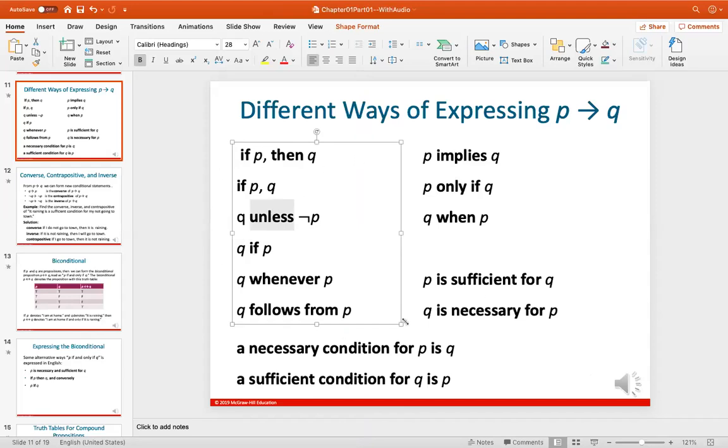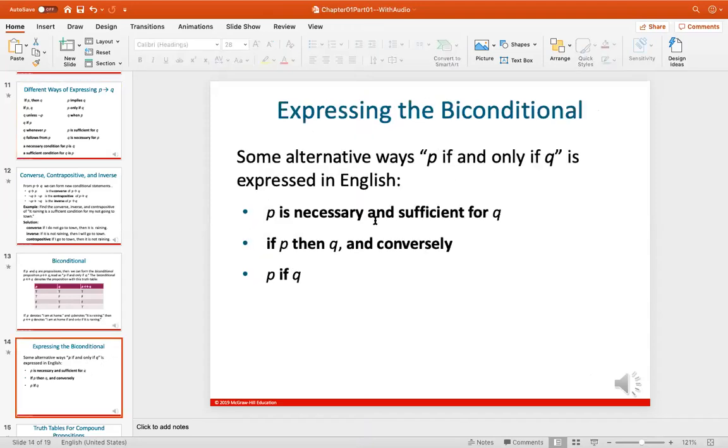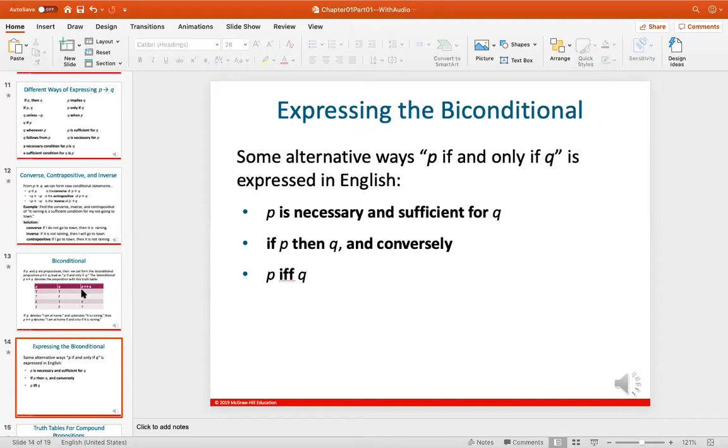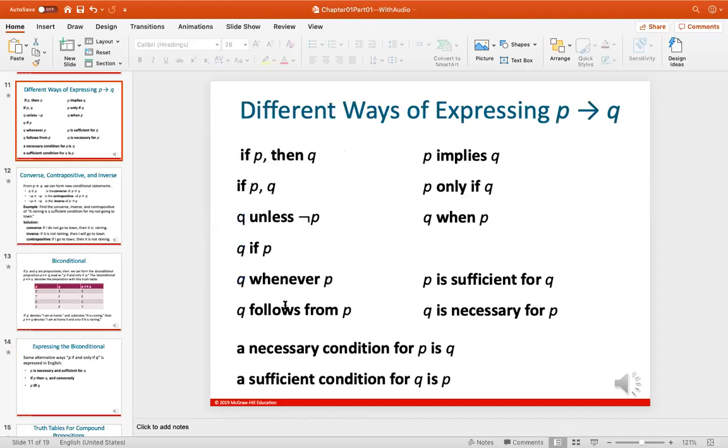So here these are the different ways of expressing implication. If we look at biconditional, it is when we say is necessary and sufficient for, if and only if, and conversely. So here it's missing an F. So whenever we have unless, whenever, necessary, sufficient, only when, only if, these are different ways of representing an implication. These are actually very helpful ways, and I think you guys need to keep those in mind.